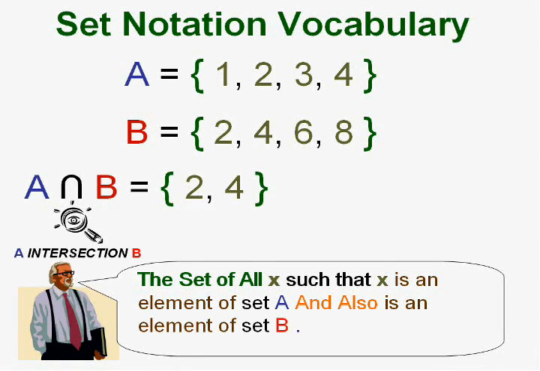Do you see that there's only two members that are both an element of A and of B? So the intersection of A and B is the set containing 2 and 4. That's important for you to understand what intersection is. Most people can find that.